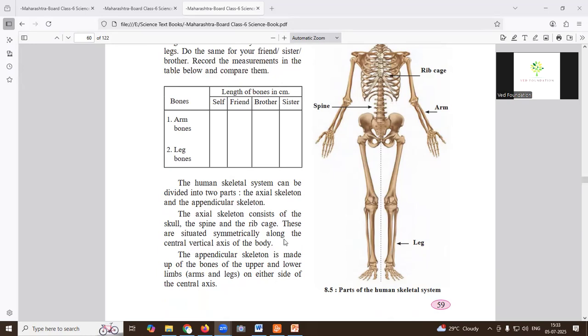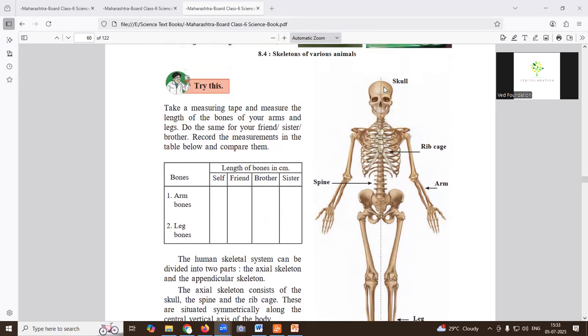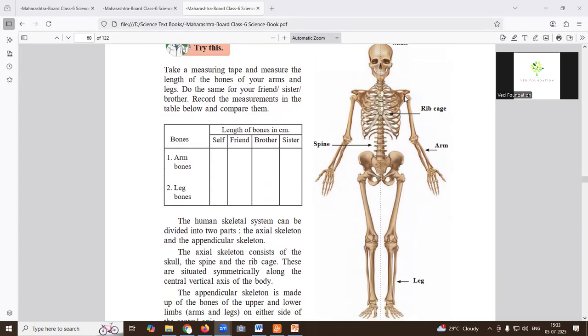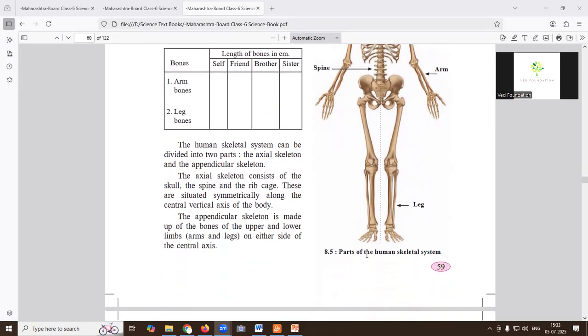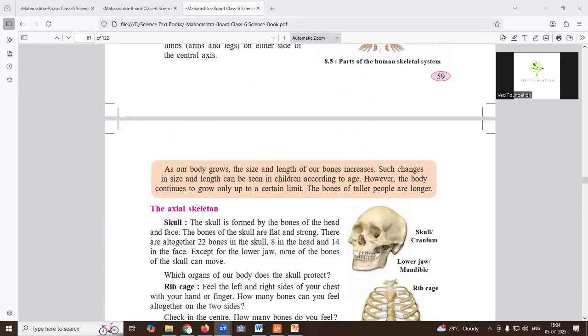These are situated symmetrically along the central vertical axis of the body. देखो ऐसे अगर हमने ऐसे इमेजिनरी सेंट्रल एक्सिस अगर हम इमेजिन किया तो this system is along either side of this central axis. The appendicular skeletal is made up of the bones of limbs. Limbs means upper limbs, lower limbs means arms and legs on either side of the central axis. Arms and legs की bones मिलकर appendicular skeletal system बनती है.